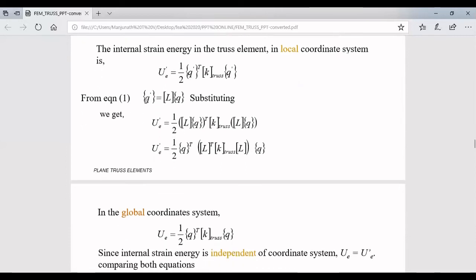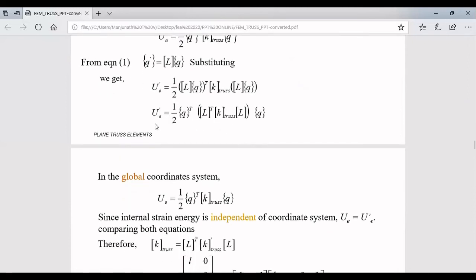Substituting this q dash value in the strain energy equation gives UE dash equal to 1 by 2 L q transpose K dash truss L into q. Rewriting, UE dash is equal to 1 by 2 q transpose L transpose K dash truss L into q.